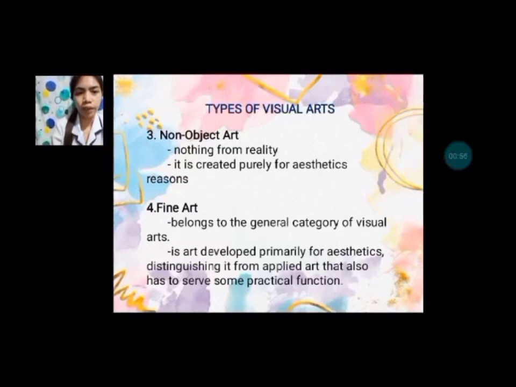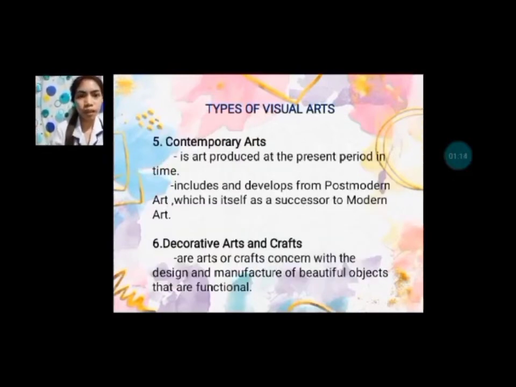Number 4. Fine art. Belongs to the general category of visual arts. It is art developed primarily for aesthetics, distinguishing it from applied art that also has to serve some practical function. Number 5. Contemporary arts. It is art produced at the present period in time, and includes and develops from postmodern art, which is itself a successor to modern art.